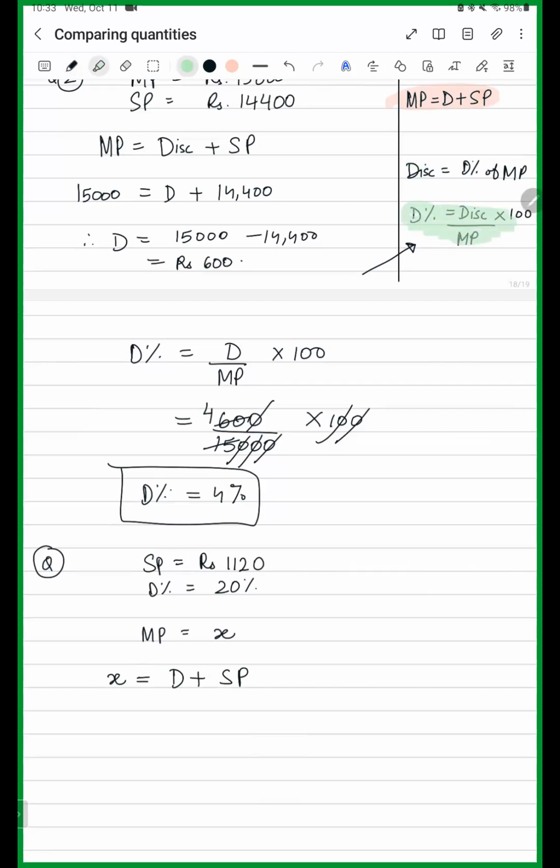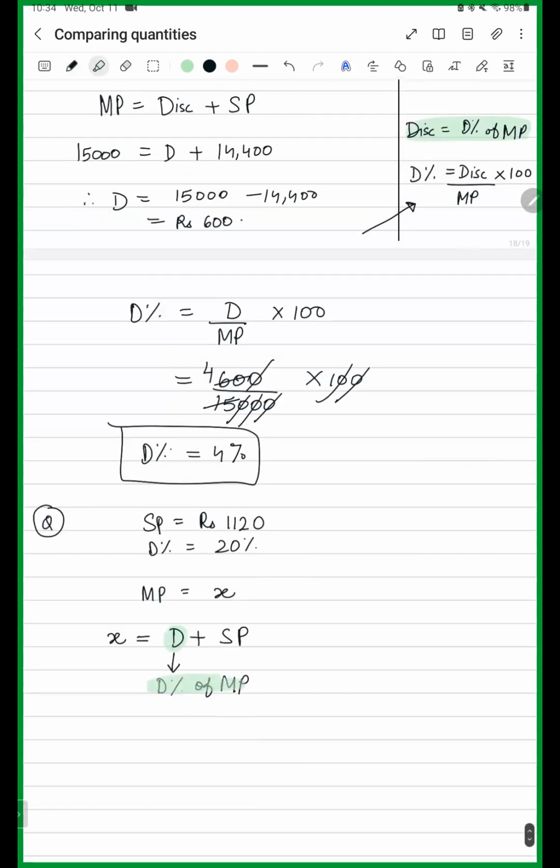So we will write X is equal to, D% is given. Let's do this one because D% is given. So D over here is what? D% of MP. Look at this formula over here: D is equal to D% of MP. So in place of D, we are going to write D% of MP. Is that fine? Understood?